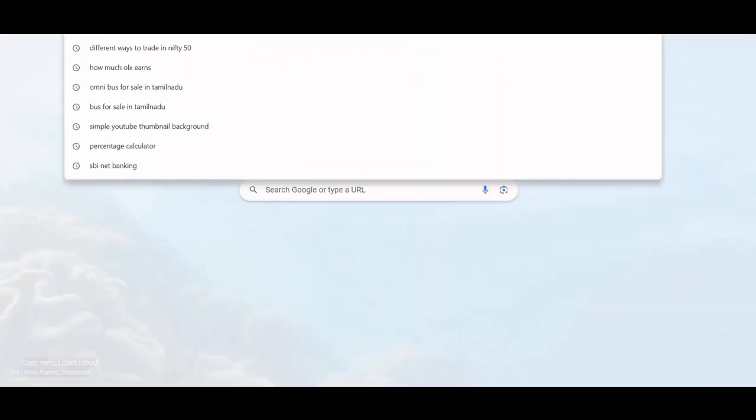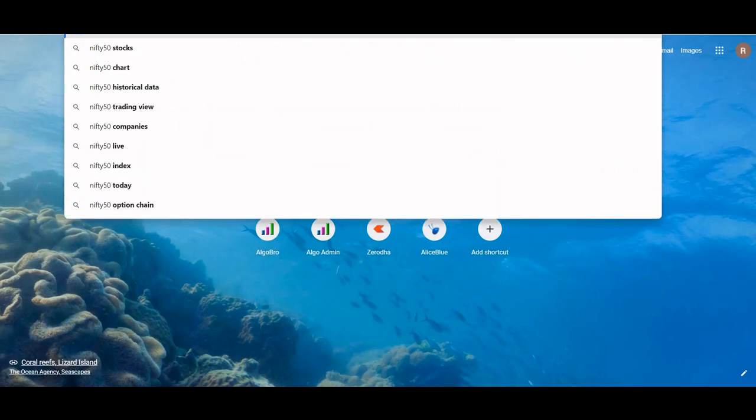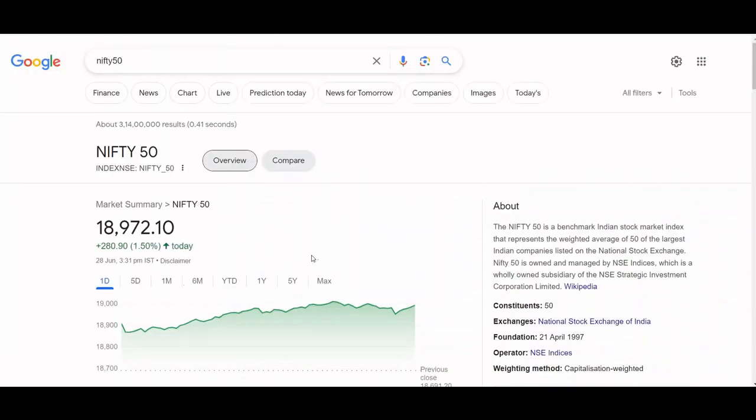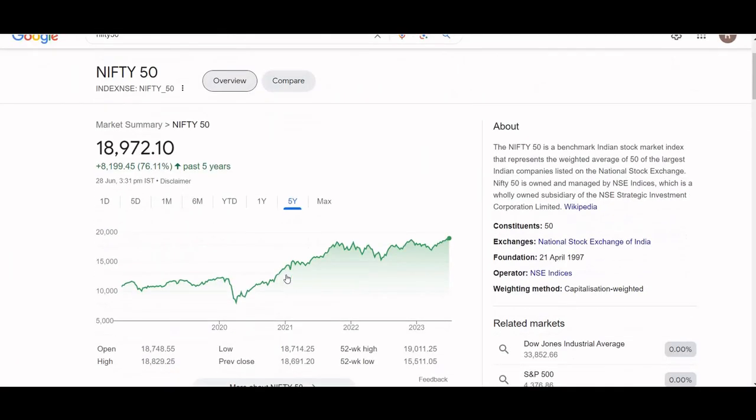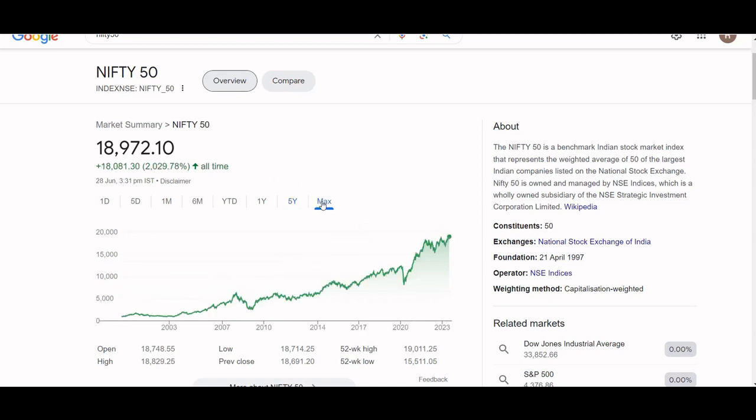And if you look at the Nifty's movement over 5 years, it was around 10,772 on 6th July 2018, and right now it is trading around 18,000. So it gave 76% in the past 5 years, and if you look at the max price, it gave around 2029% returns.